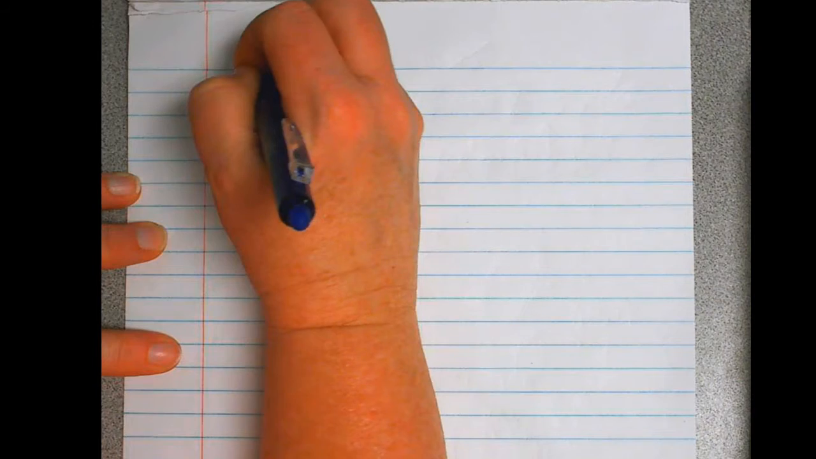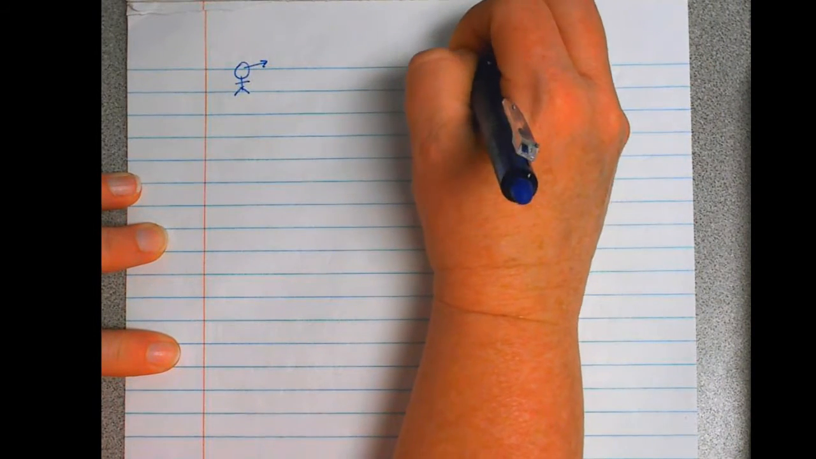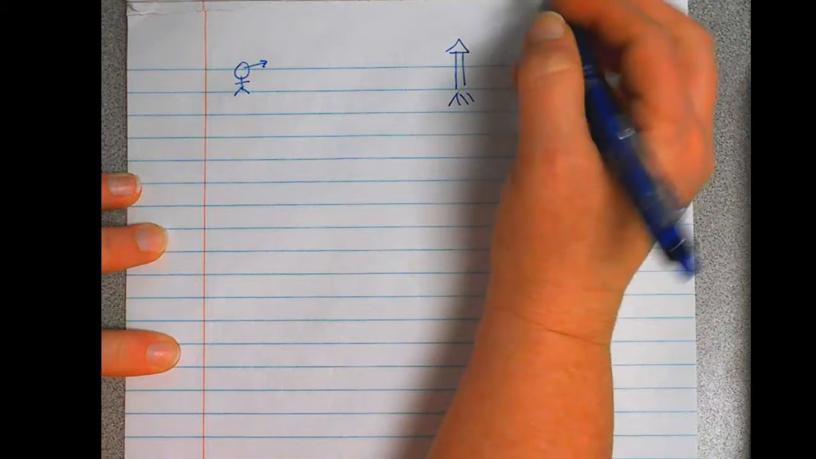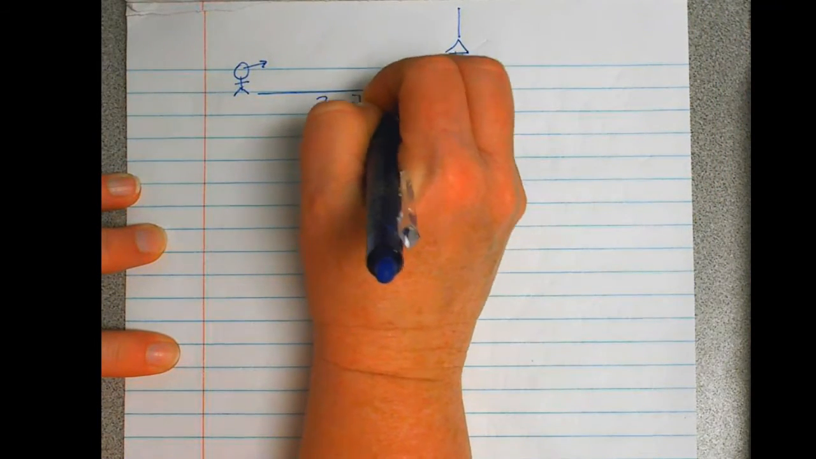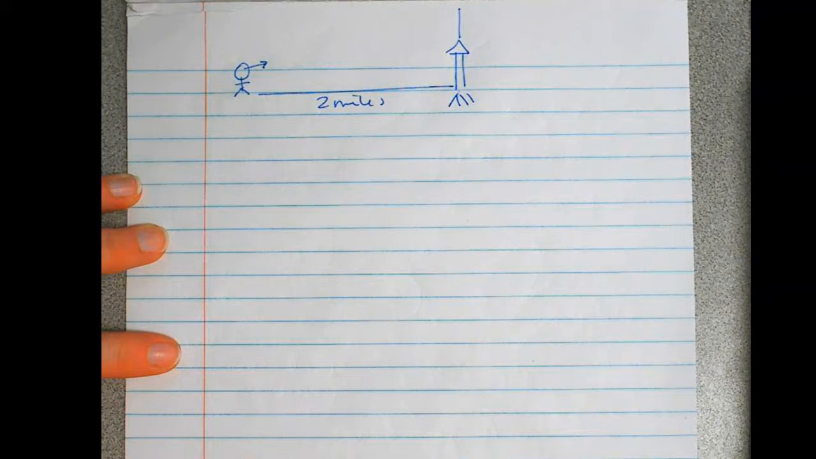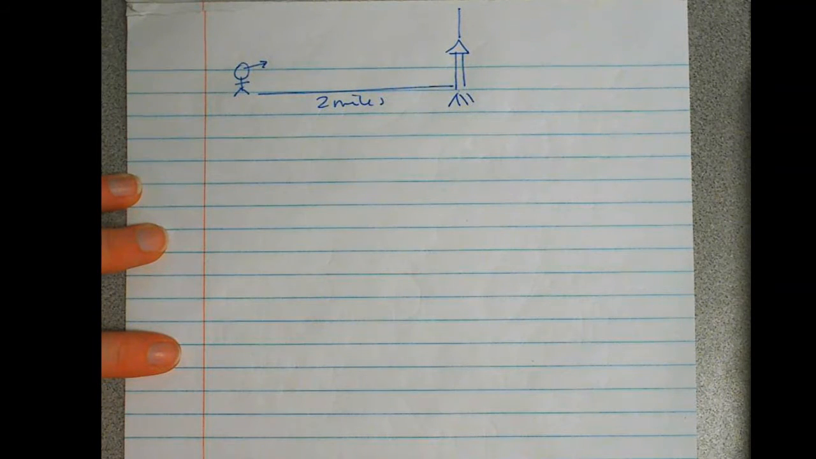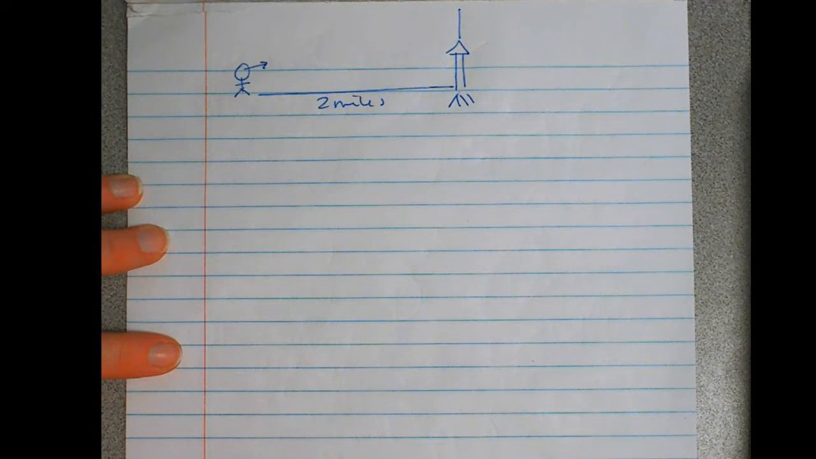70. 70 says Kim is watching a space shuttle launch. So we've got a person here, and they're watching a rocket lift off like this. Okay, and they're 2 miles away. The rest of the question says, find the angle of elevation to the shuttle for each of the following heights.